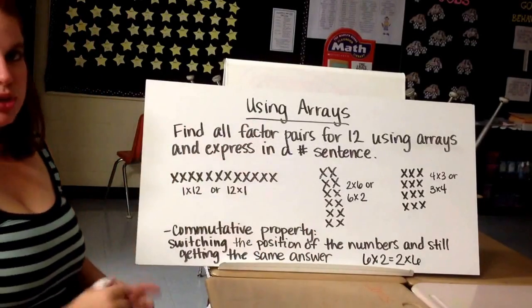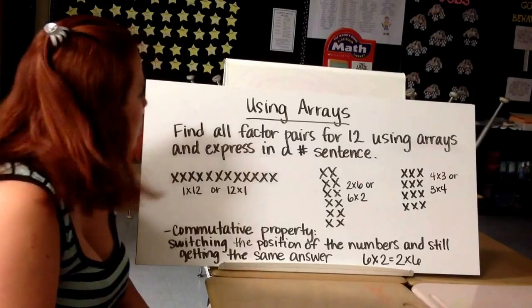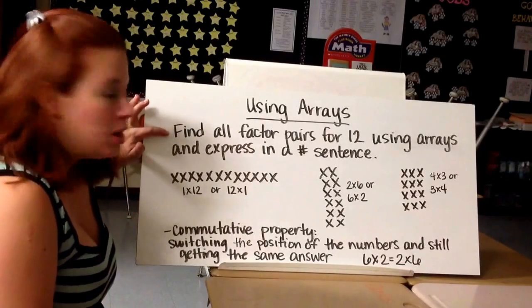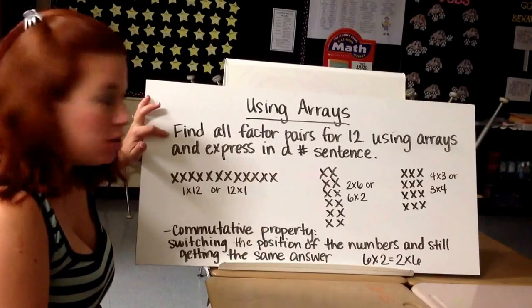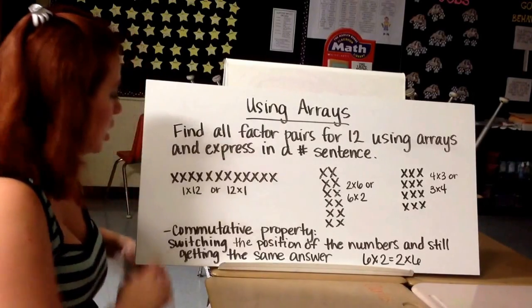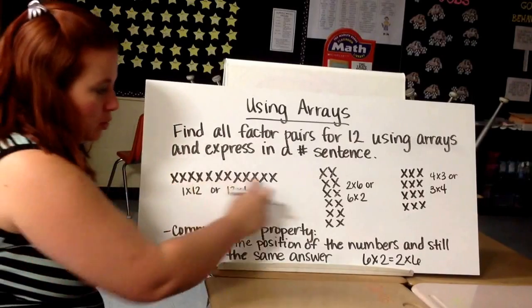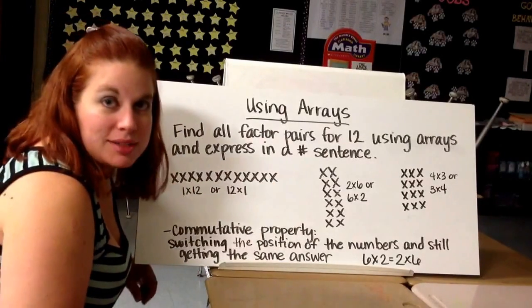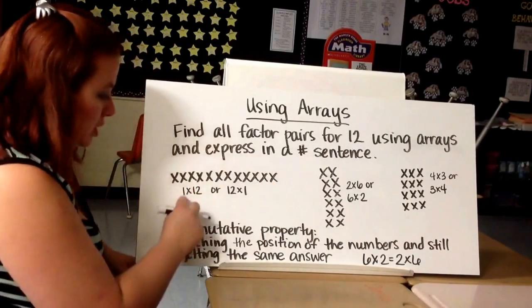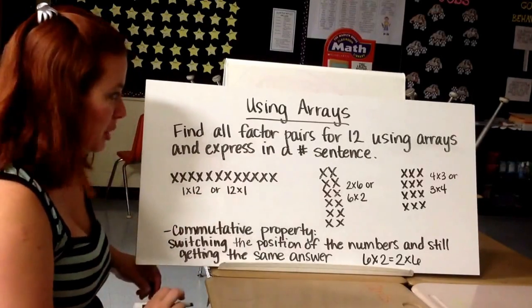All right, let's use arrays to help us with our multiplication and finding factors. So here's the problem. Find all factor pairs for 12 using arrays and express in a number sentence. So let's look at this array. I did one row of 12 x's. That is 1 times 12 or 12 times 1. So there's one factor pair.